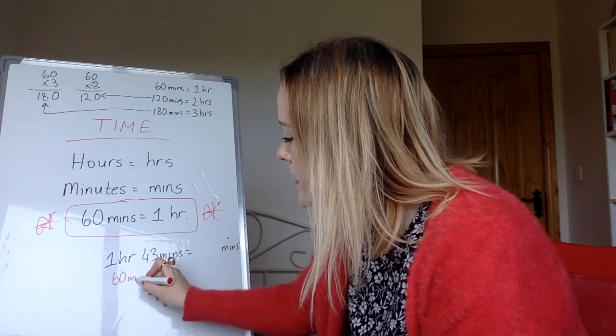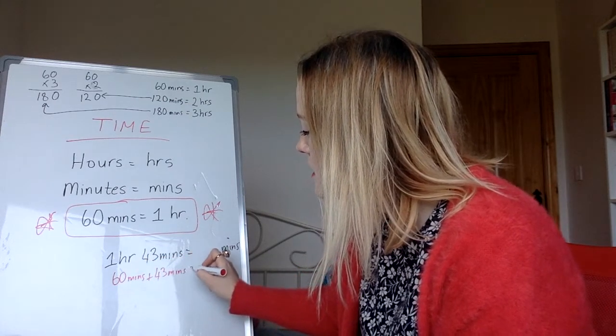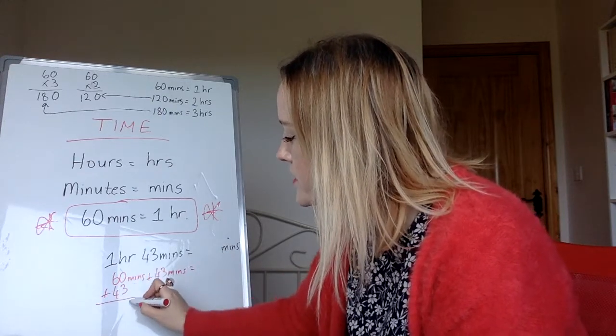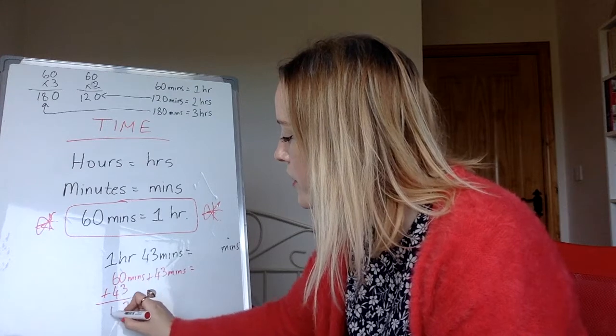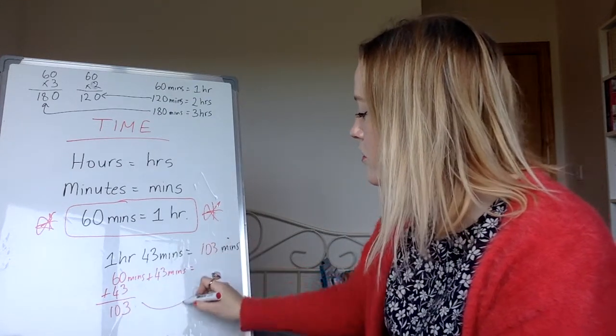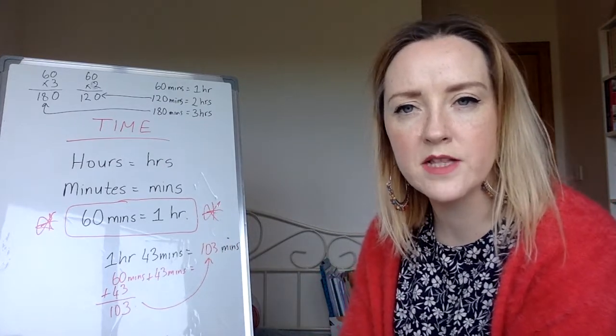So my 60 minutes plus my 43 minutes is equal to, now I might want to do it this way. 3 plus 0 is 3, 6 plus 4 is 10. Okay, so my answer is 103 minutes. Okay, so I hope that makes sense to you.